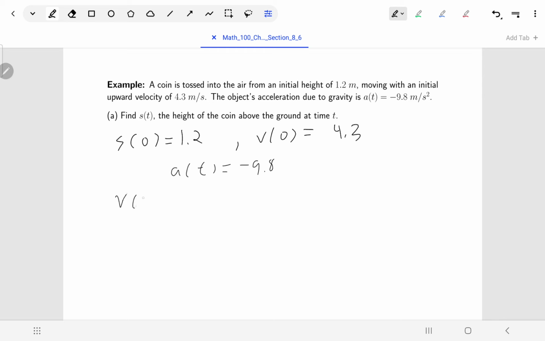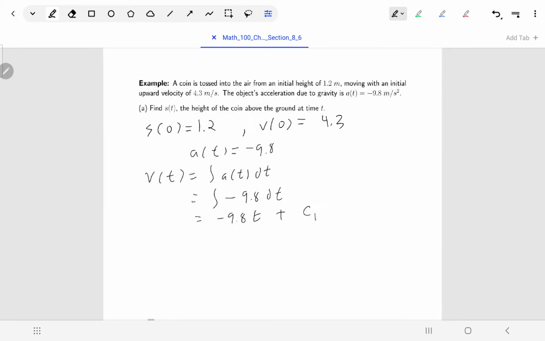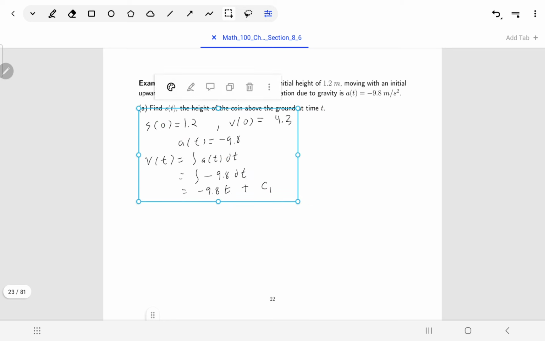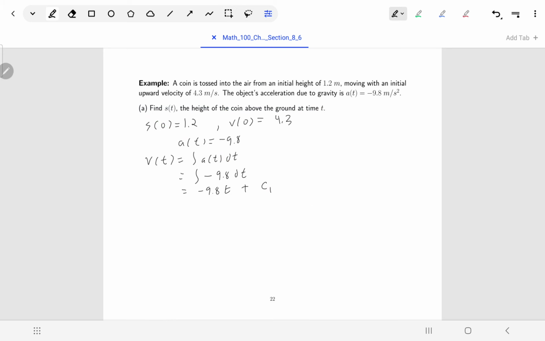So if we wanted to know what our velocity function would be, that would be the indefinite integral of acceleration, or the indefinite integral of negative 9.8 dt, which is negative 9.8t plus our first mystery constant c1. The first thing that we can do here is solve for what our constant c1 needs to be. That's not too hard because we have one piece of information. The velocity when time is 0 is 4.3. So v of 0 is 4.3.